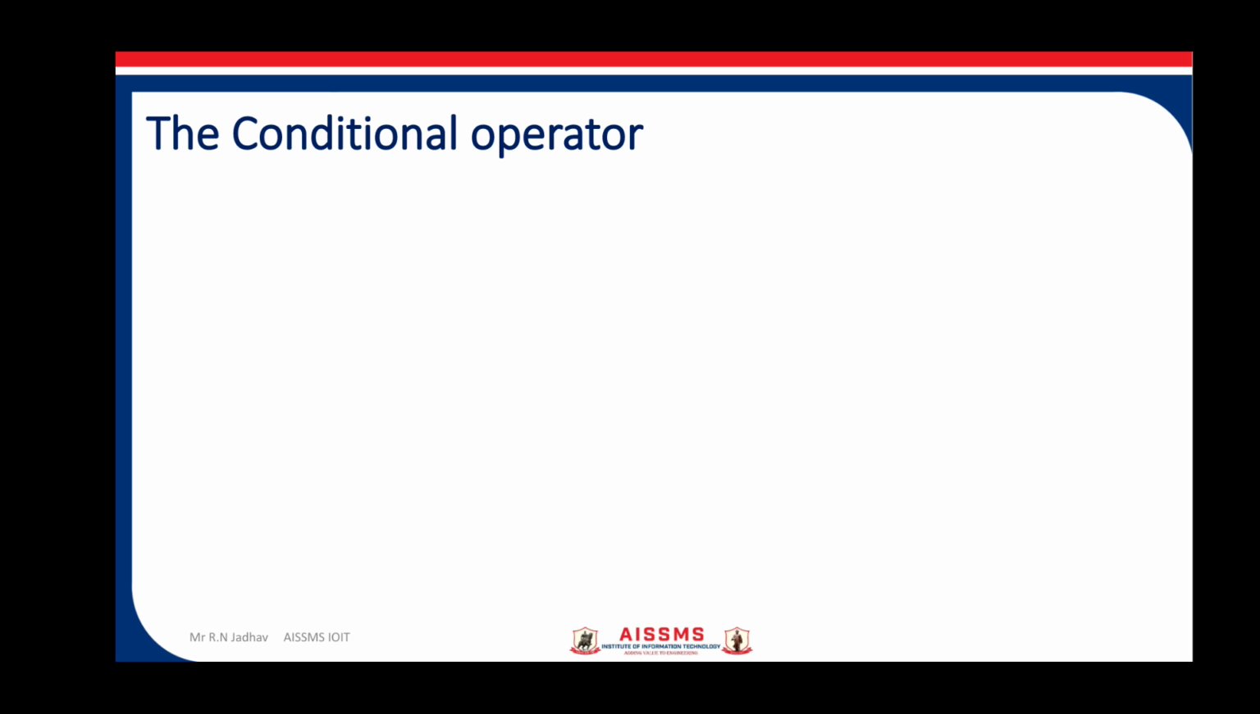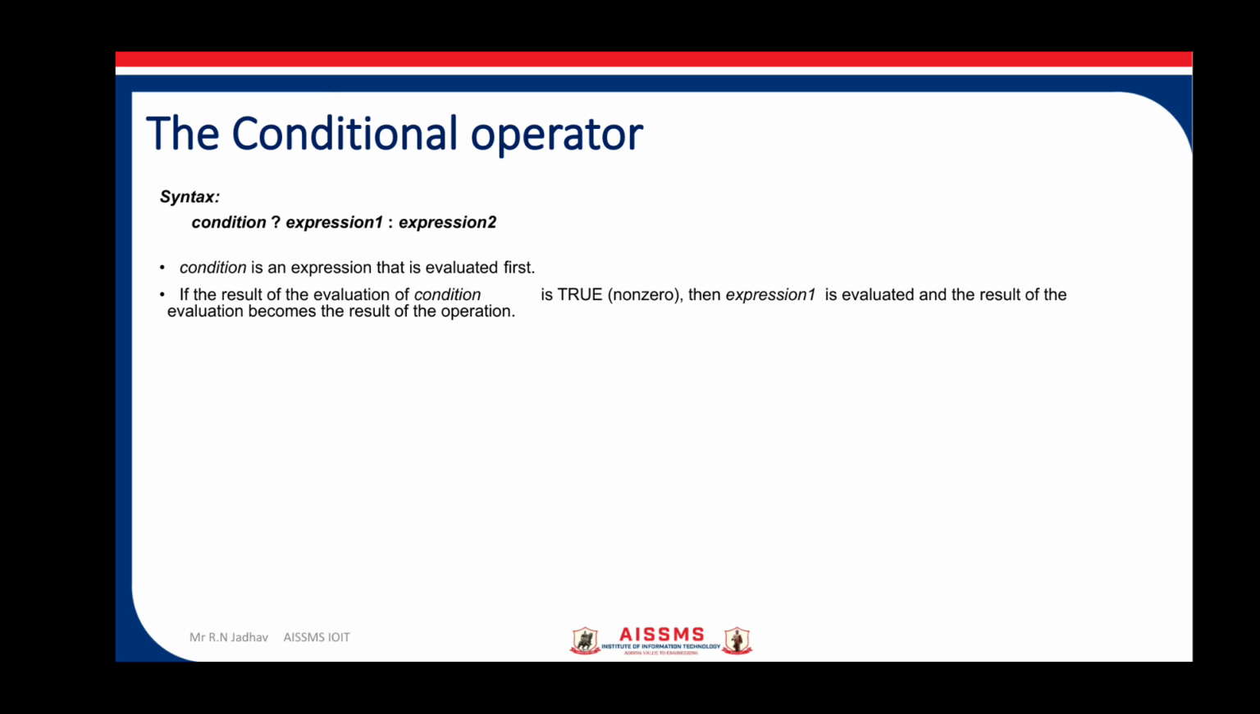Next is the conditional operator. This operator is also called the ternary operator, which requires three operands for its execution. Its syntax is condition, question mark, expression 1, colon, and expression 2. It will be more clear when we take the example. The condition is an expression that is evaluated first. If the result of evaluation is true or non-zero, then expression 1 will be evaluated. If it is false, then expression 2 is evaluated.